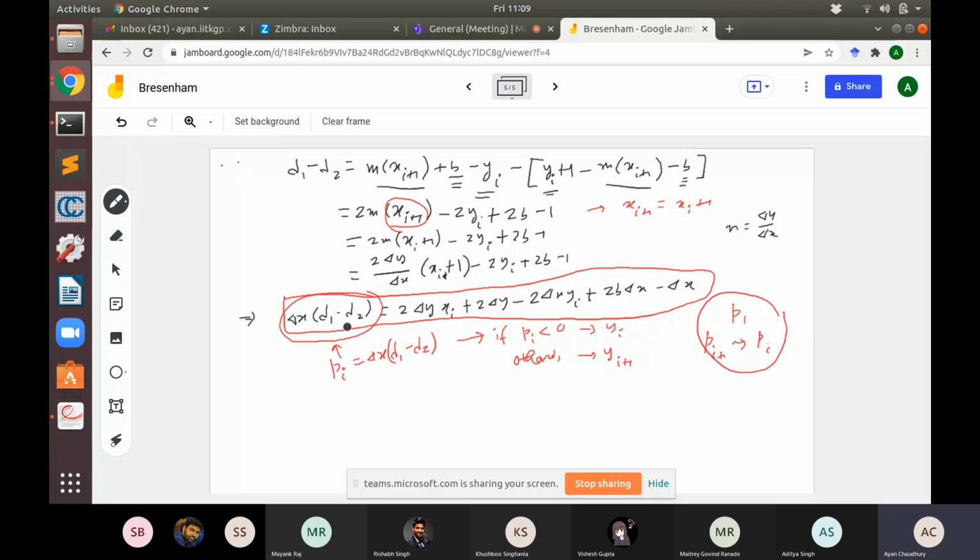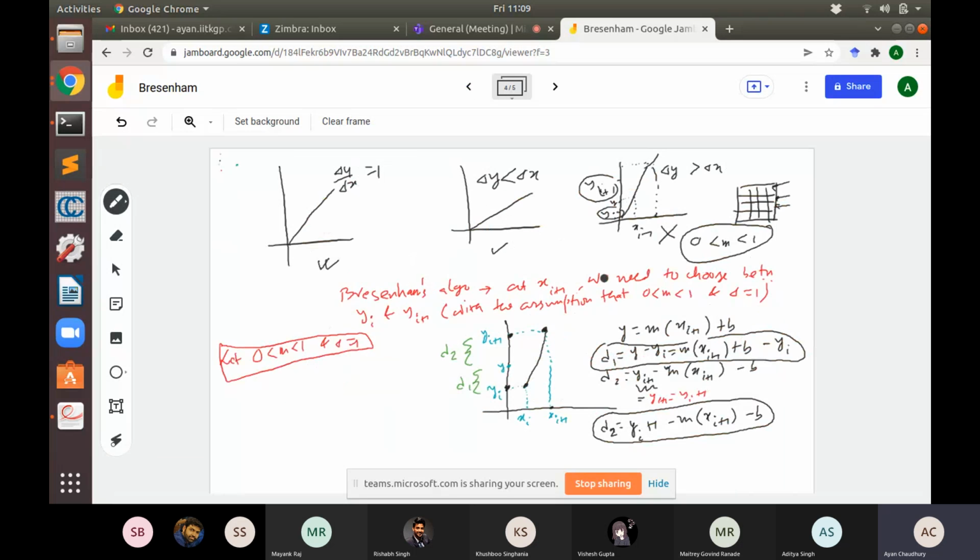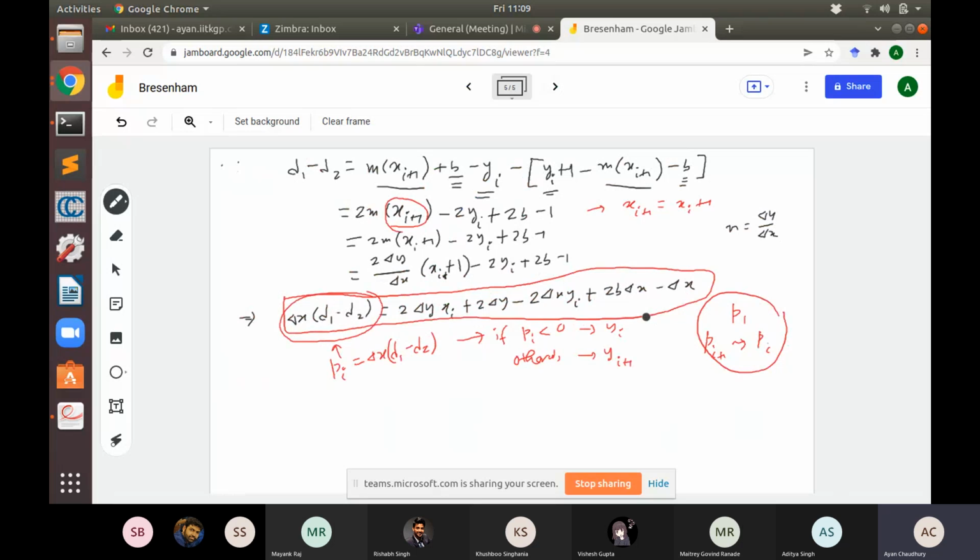This is pi. And we try to see if pi is less than 0 or greater than or equal to 0. Less than 0 means d1 is closer, so we will choose yi, and if it's greater than or equal to 0, we choose yi plus 1. So now we have to find the expression for p1 and pi and pi plus 1 and so on. So that's what we will derive now.